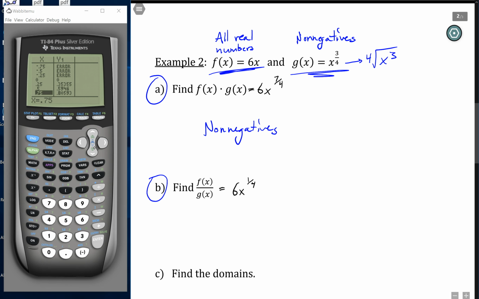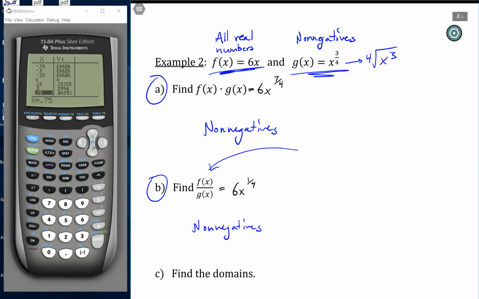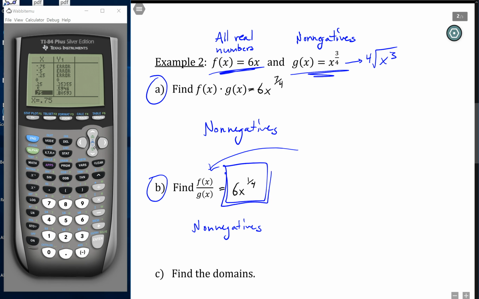Now, the trickier example is b. Taking a look at b, obviously I know that I can only have non-negatives because g is already restricted to non-negatives, but there's an extra mini little restriction that we need to be really careful about. So take a look here. F of x is on top. G of x is on the bottom. We know the simplified result is 6x to the 1/4. But where did that come from? It came from me literally putting f of x, 6x, over g of x, x to the 3/4.